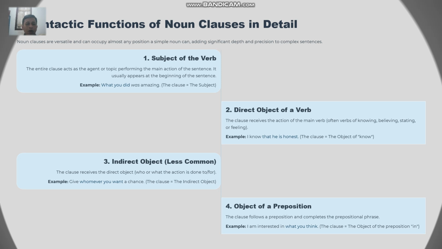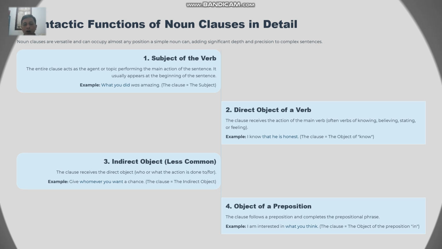Syntactic function of noun clauses in detail. Noun clauses are versatile and can occupy almost any position a simple noun can, adding significant depth and precision to complex sentences. 1. Subject of the verb. The entire clause acts as the agent or topic, performing the main action of the sentence. It usually appears at the beginning of the sentence. For example, what you did was amazing. The clause is the subject.